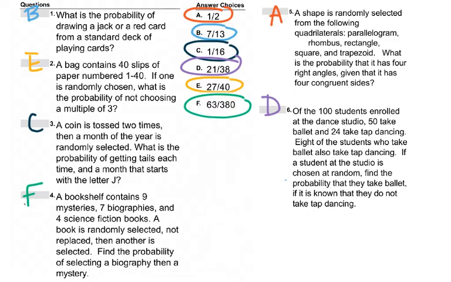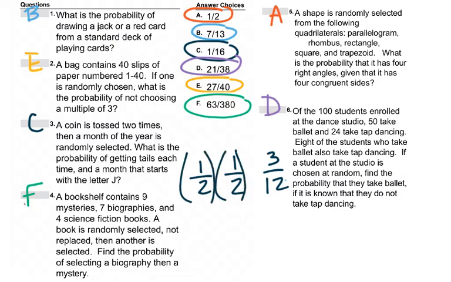Alright, number 3, a coin is tossed 2 times, then a month of the year is randomly selected. What is the probability of getting tails each time? So 1/2 and 1/2. And a month that starts with the letter J. So you have to know that January, June, and July are the months that start with J. So 3 out of 12. And all of these are being multiplied because those are different events taking place. And then when you multiply them, you get 1 out of 16.